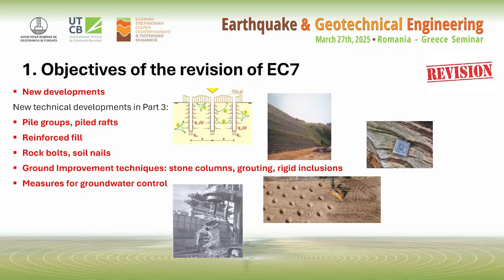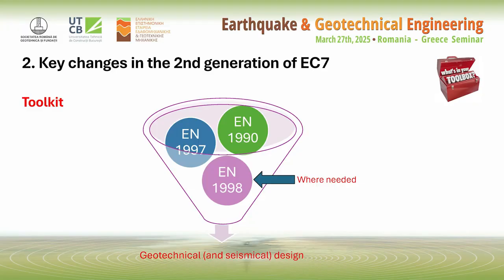Also, there are new geotechnical structures that are addressed in Part 3: pile groups, piled rafts, which we didn't have until now, reinforced fills, that means using geosynthetics, rock bolts, soil nails, ground improvement techniques, and also measures for groundwater control. All these are completely new in the second generation. So now we have our little toolkit with which we will start our geotechnical design, comprising Eurocode 0, Eurocode 7, and when needed, and in Romania and in Greece we need it, Eurocode 8 because we have to perform a seismic design.